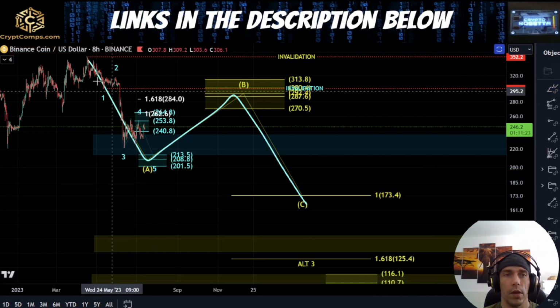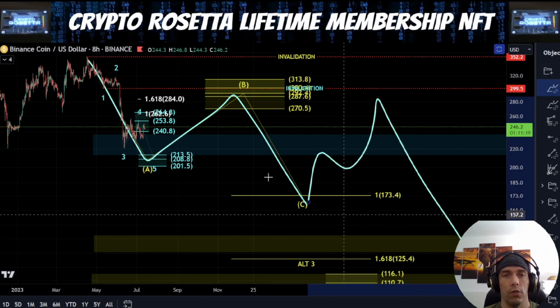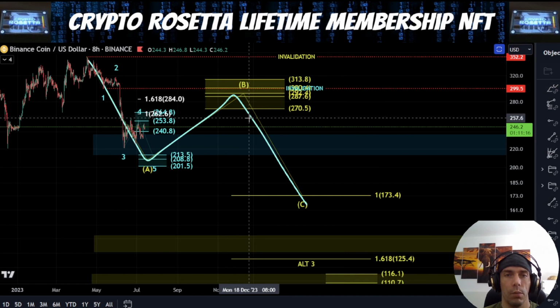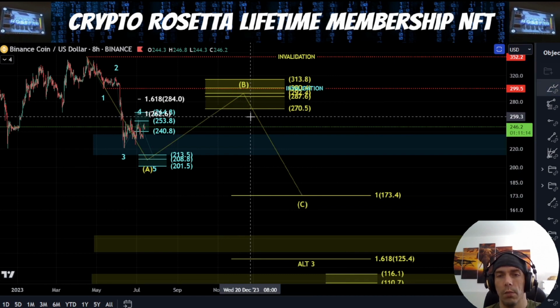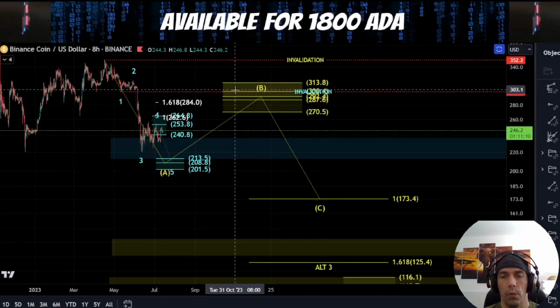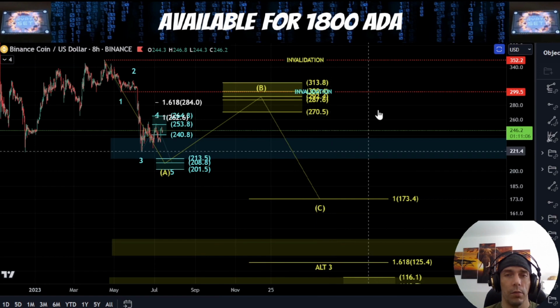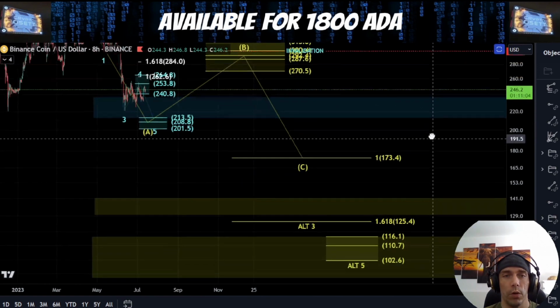Alternatively, what we could see is that this could also just get a 3-wave up and then continue to the downside. So if we do just get 3 waves down, potentially we could see this come down towards this 173 area, in which case we would then be looking for the possibility that we could complete here, unless we get 3 waves up, in which case we could look for continuation.